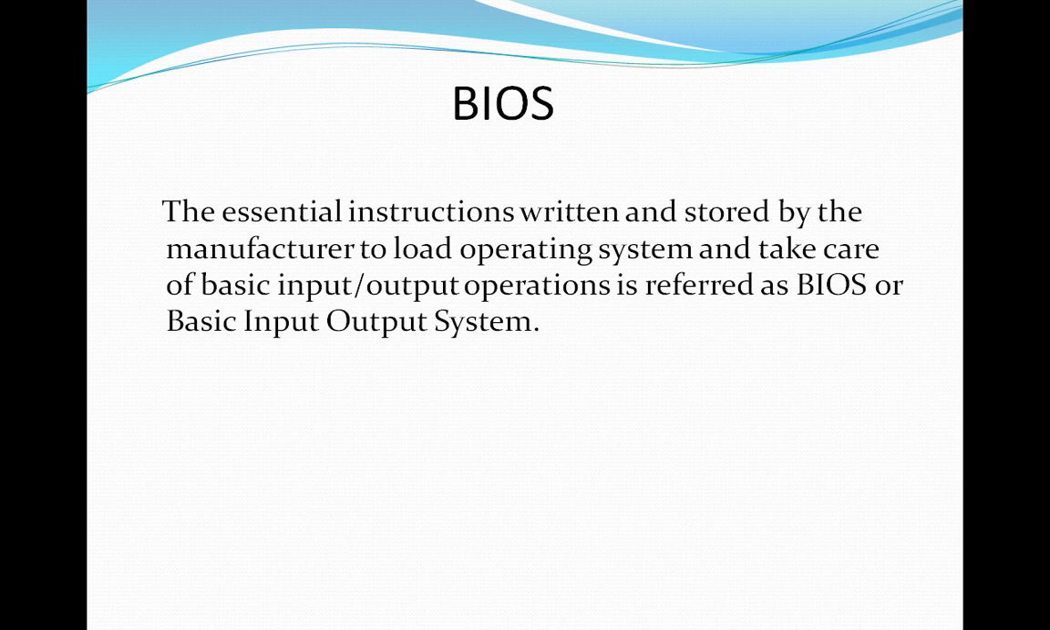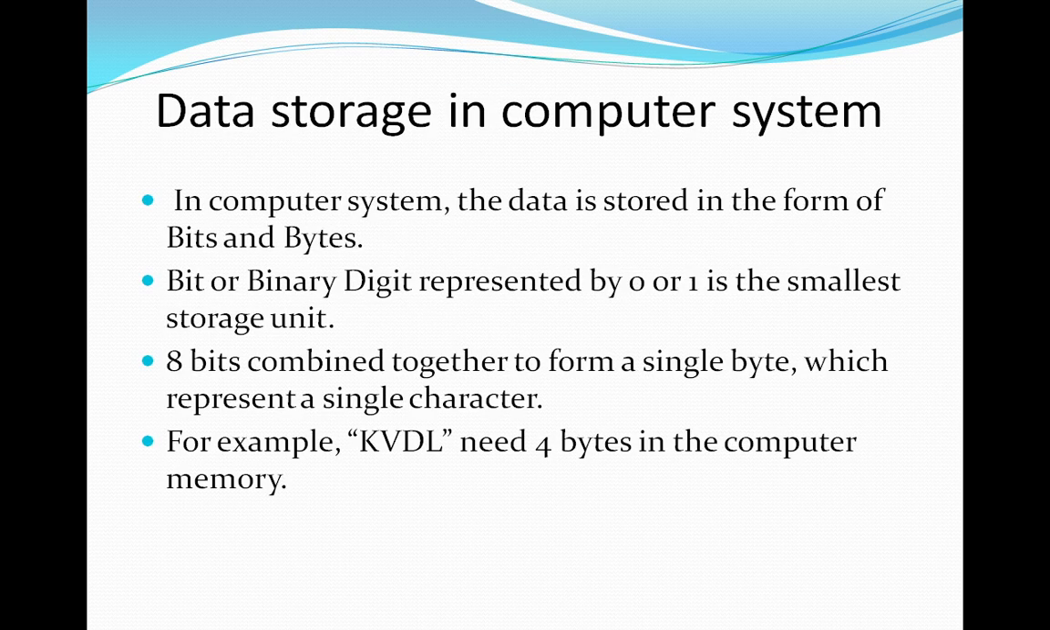Now our next topic is data storage in a computer system. In our computer system, data is stored in the form of bits and bytes. A bit, or binary digit, is represented by 0 or 1, so the data in our computer system is stored in the format of 0 and 1, that is, in binary form. When 8 bits combine, they form a single byte, which represents a single character. For example, if you want to represent 4 characters, KVDL, then you need 4 bytes in the computer memory.